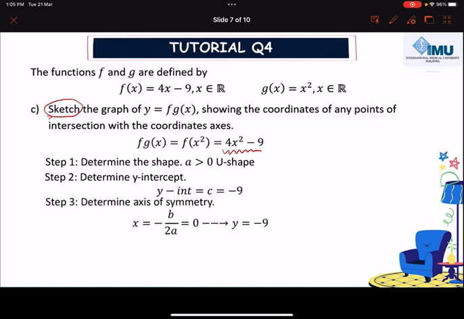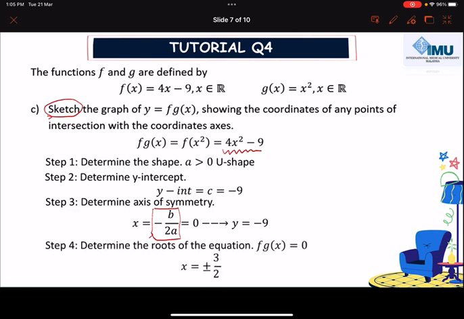Step 3, determine the axis of symmetry. We use a shortcut, which is the formula of the axis of symmetry equivalent to negative b over 2a. You will obtain our x as 0. When you replace x equals 0, you will obtain y as negative 9.